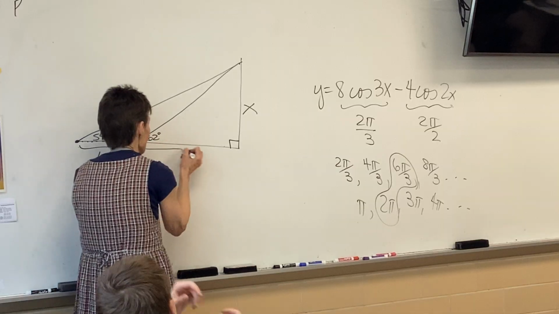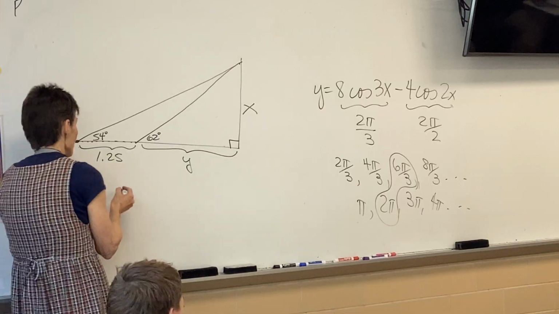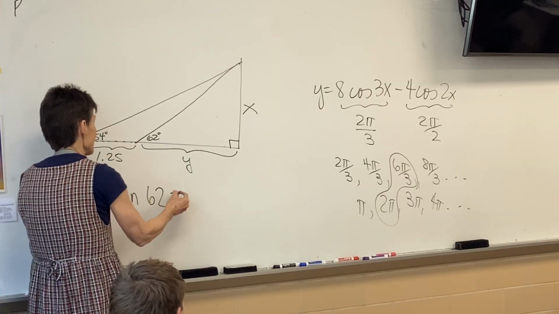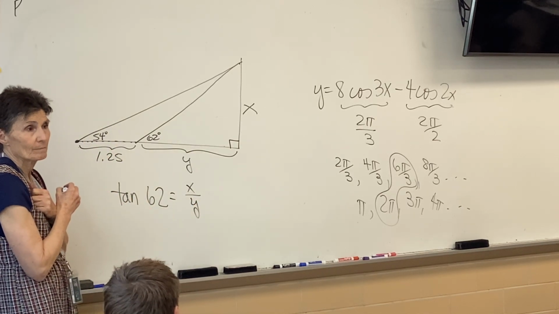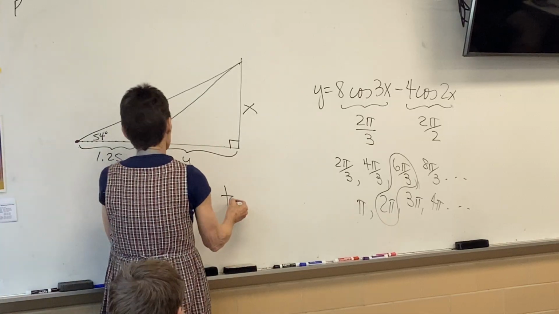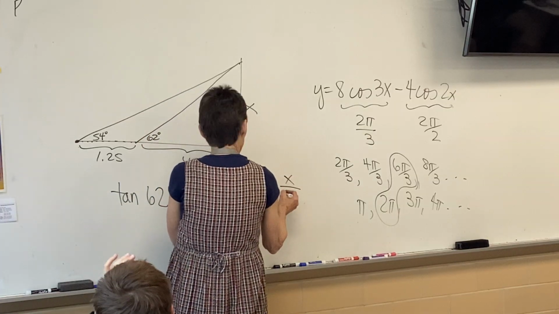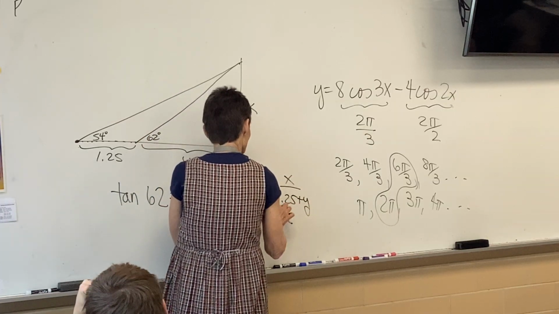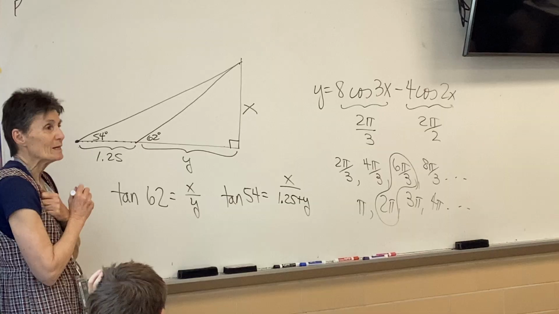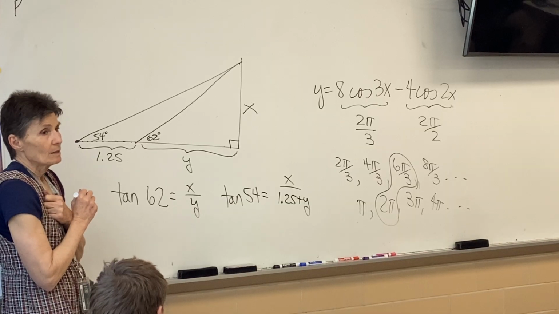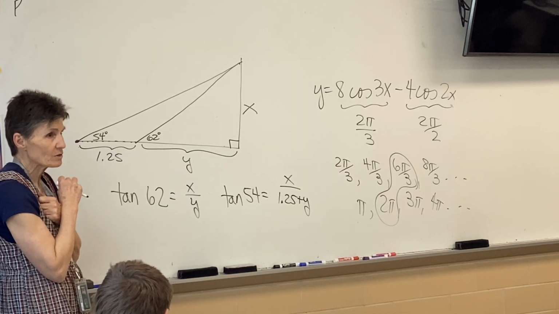I'm going to call this thing right here Y. Would you agree that tangent 62 equals X over Y? And would you agree that tangent 54 equals X over 1.25 plus Y? We did one of these in our notes. What do they got here? There's two equations with two variables.